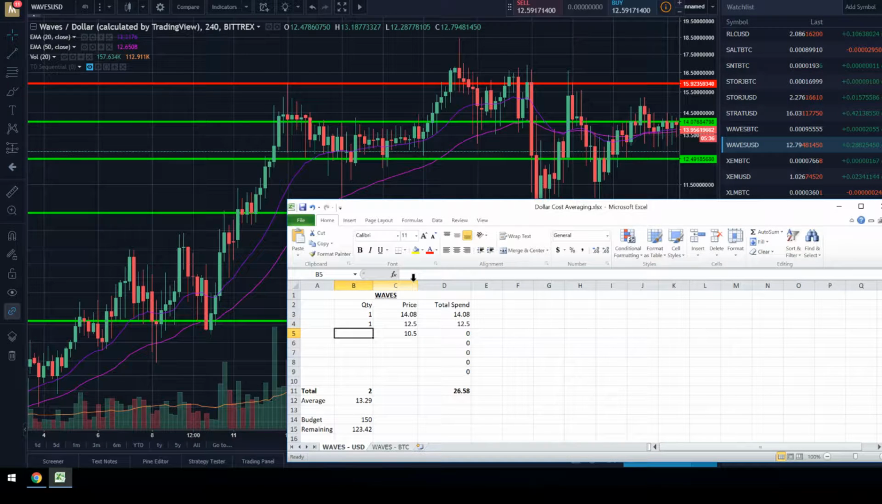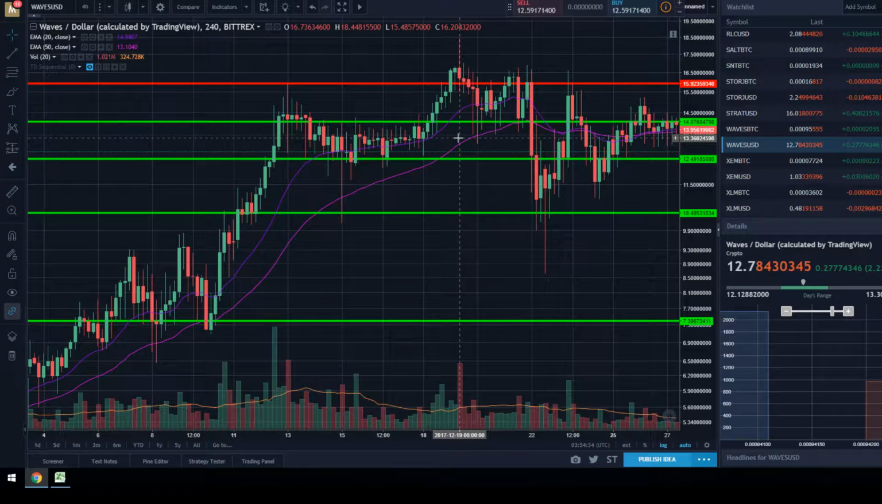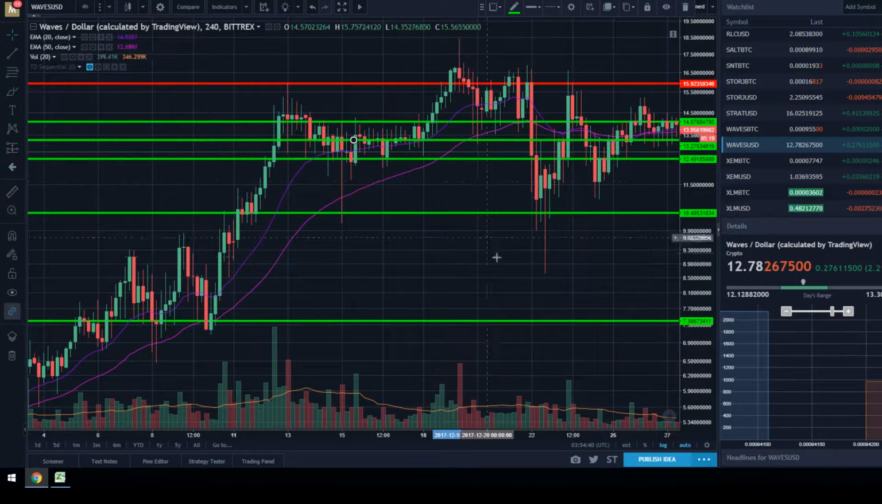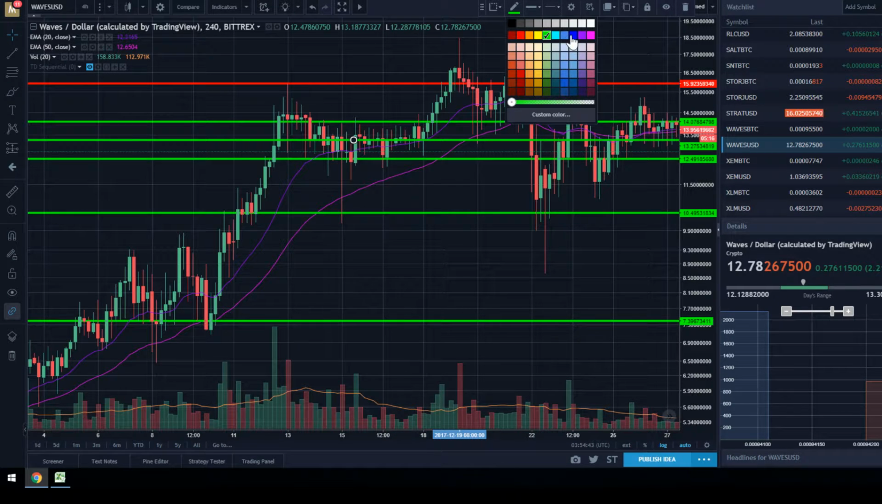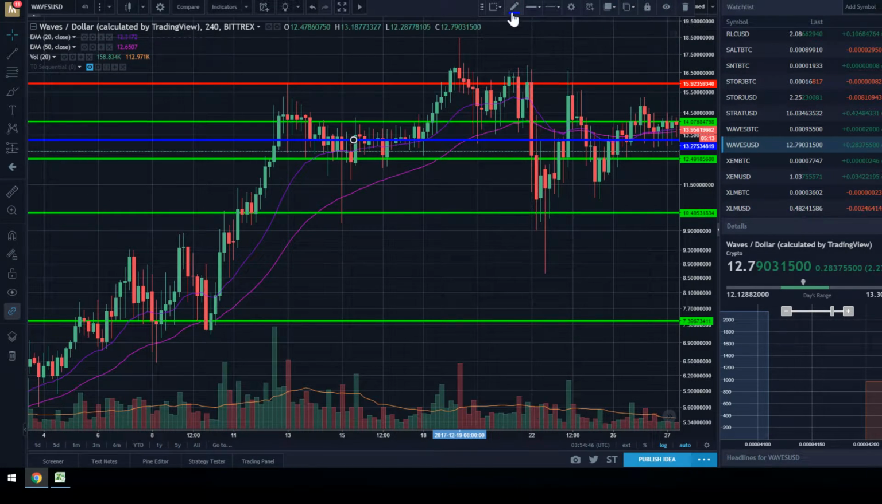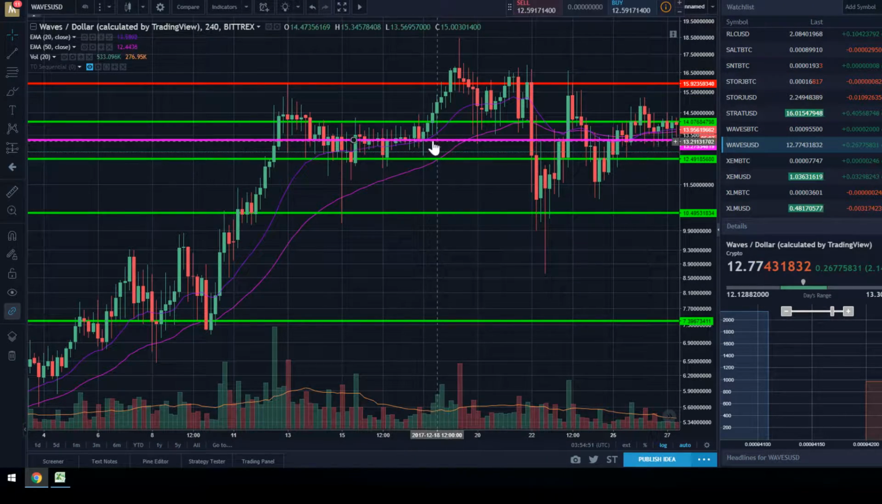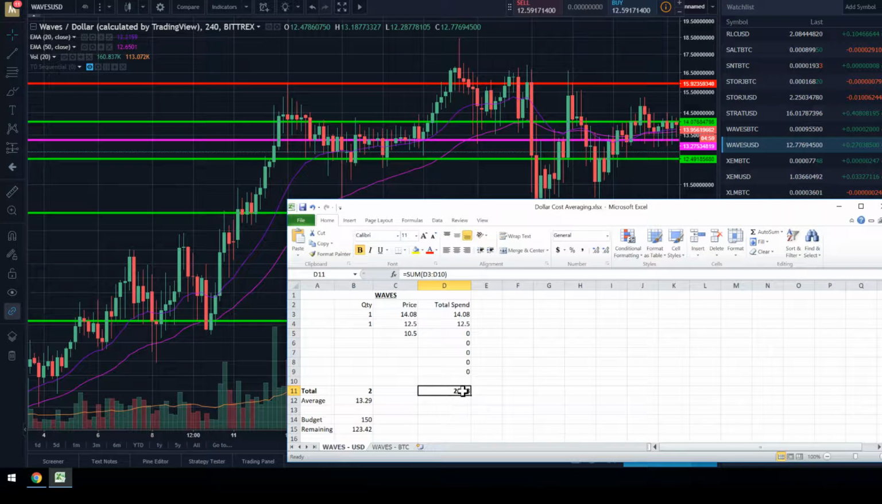If we were to purchase one here, you can see it works out our average price here. So if we were to purchase the same quantity at each of these points, the average price would just be the middle of those points. So 13.29, that'll do. So our average here is this purple line. If we bought one at each of these, you'll see we've only spent $26 so far, so we've got 123 left to spend.